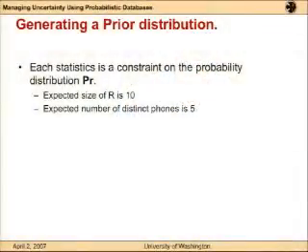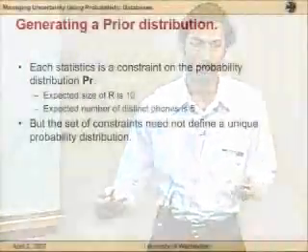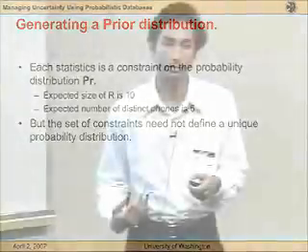The question is, how do you use statistics to generate a prior distribution? Here we observe that each statement of statistics is in fact a statement on the probability distribution. So when I say the expected size of the relation is 10, I'm saying that if you look at this distribution and you compute the expected size over all databases, you should get a value 10. So every statement imposes a constraint on the distribution. And you want to choose a distribution that satisfies all your statistics. The problem is this set of constraints need not uniquely define a distribution.